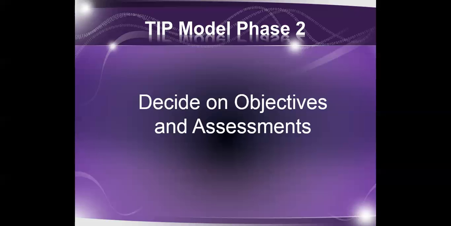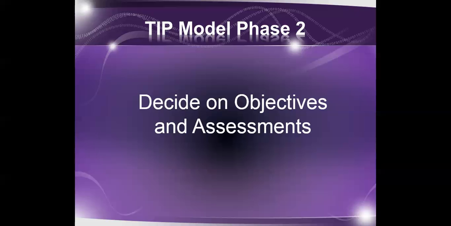Phase two in the TIP model: during this phase, you definitely need to make sure you have clear objectives, outcomes, and assessments in mind. You want to ask yourself, what kind of outcome do I expect from using a new method? And during this phase, make sure to focus on the result, not the process. You also want to ask yourself what the best way is to assess the outcomes.